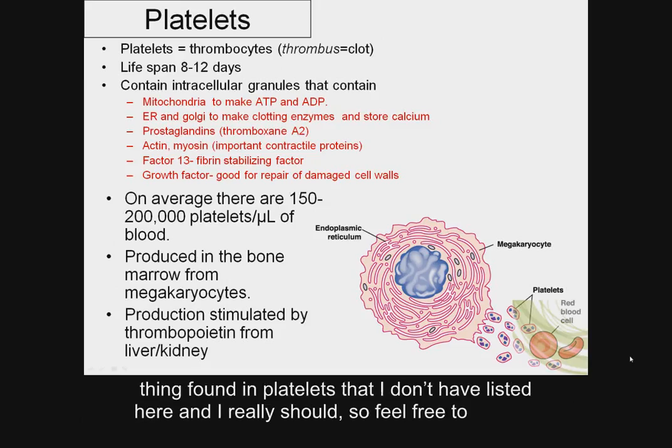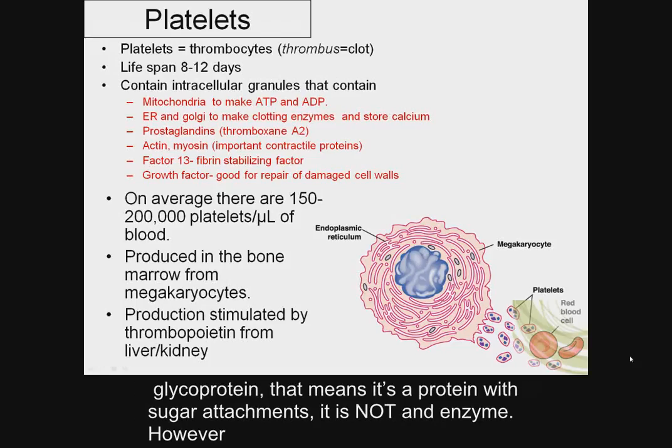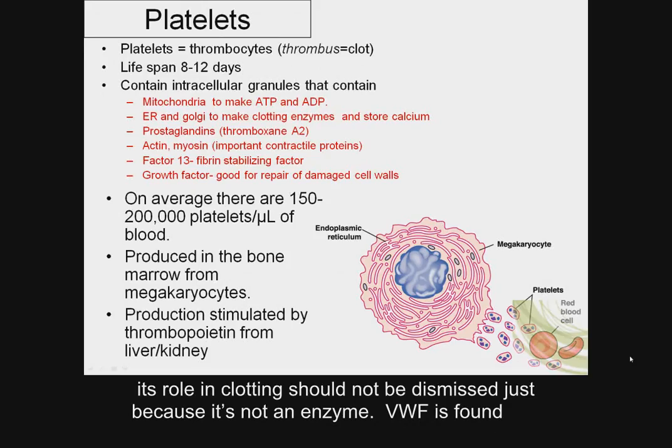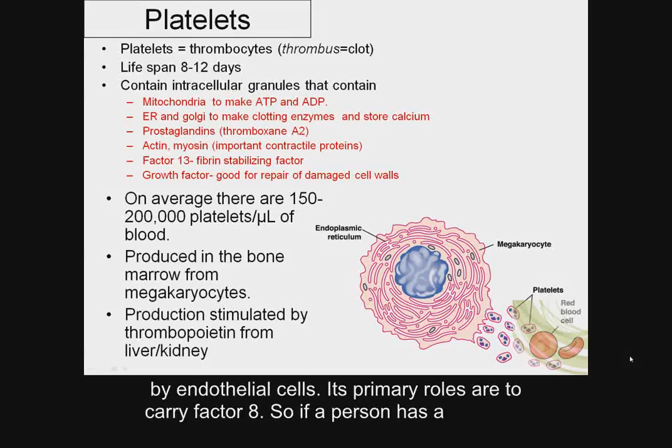One more thing found in platelets that I don't have listed here, and I really should, so feel free to include that here, is the von Willebrand factor, or VWF. Von Willebrand factor is a glycoprotein. That means it's a protein with sugar attachments. It is not an enzyme. However, its role in clotting should not be dismissed just because it's not an enzyme. Von Willebrand factor is found inside plasma all the time. It's also found inside platelets, and it's also made by endothelial cells.